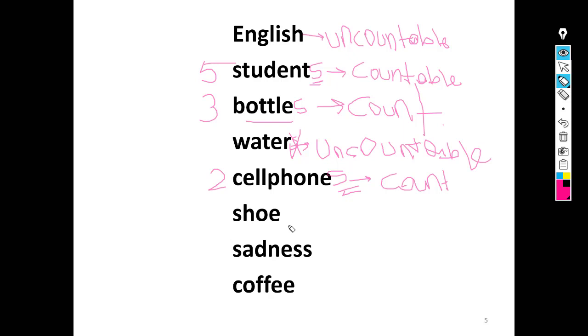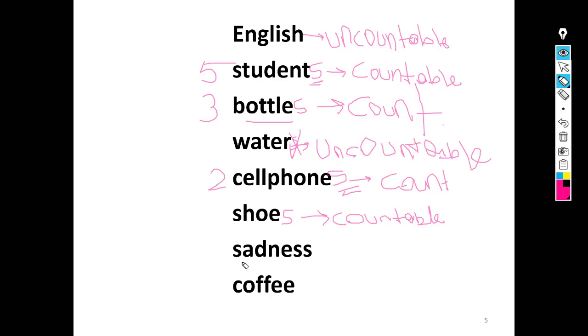Shoe. I have got shoes. I've got 3 shoes, 4 shoes. I can count. And it is a countable noun. We can count 5 shoes, 6 shoes, and many times I can say I have got 3 pairs of shoes. We can use it like that. Look at the other one.